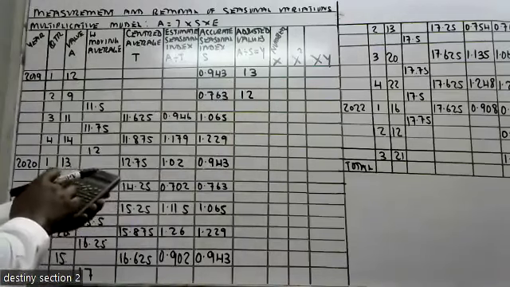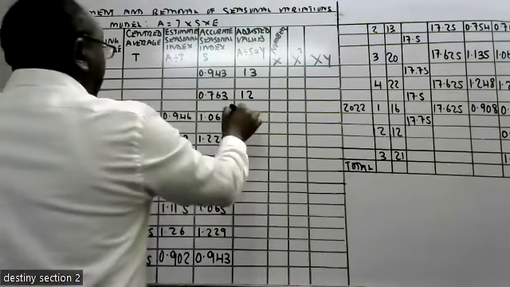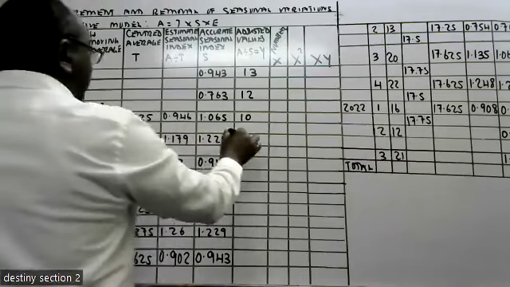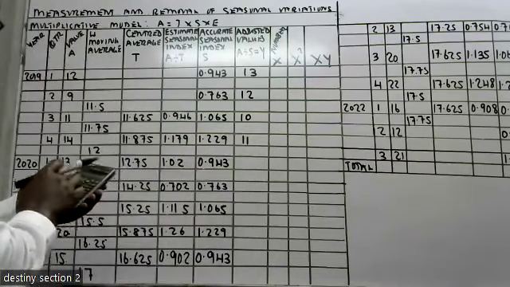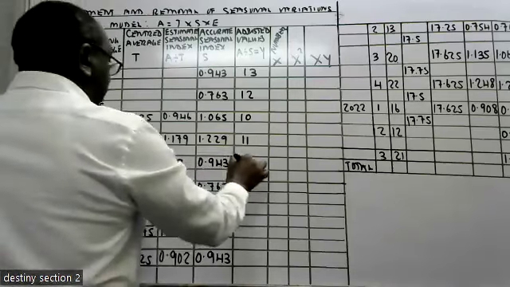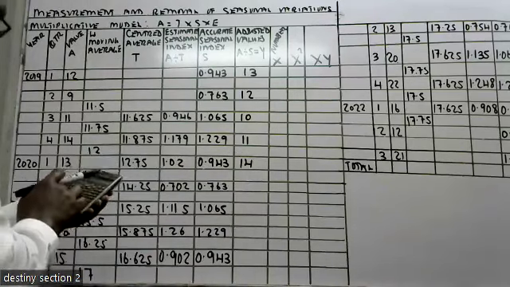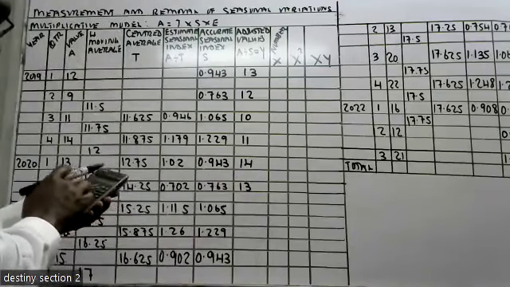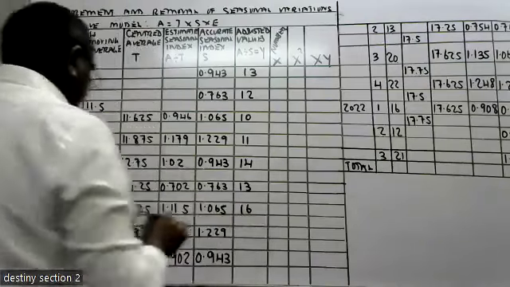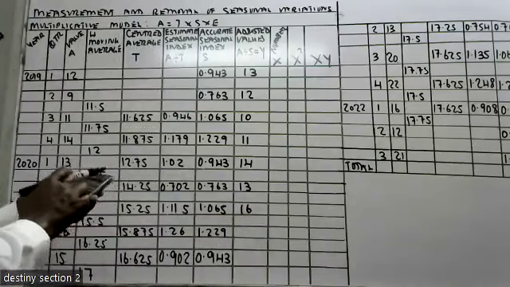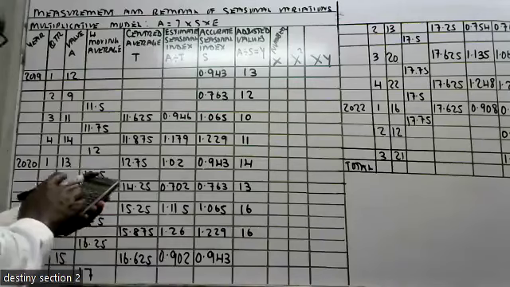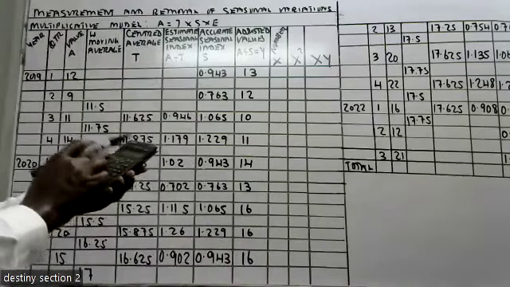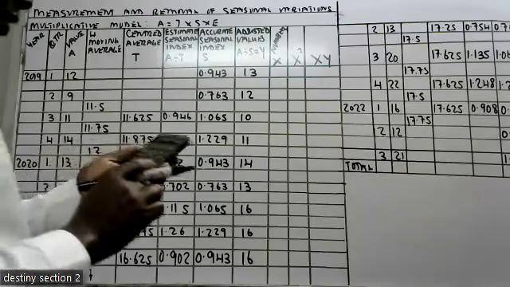You say 11 divided by 1.065 is 10. 14 divided by 1.229, you have 11. 13 divided by 0.943 is 14. 10 divided by 0.763 is 13. 17 divided by 1.065 is 16. 20 divided by 1.229 is 16. 15 divided by 0.943 is 16 again. 13 divided by 0.763 is 17.